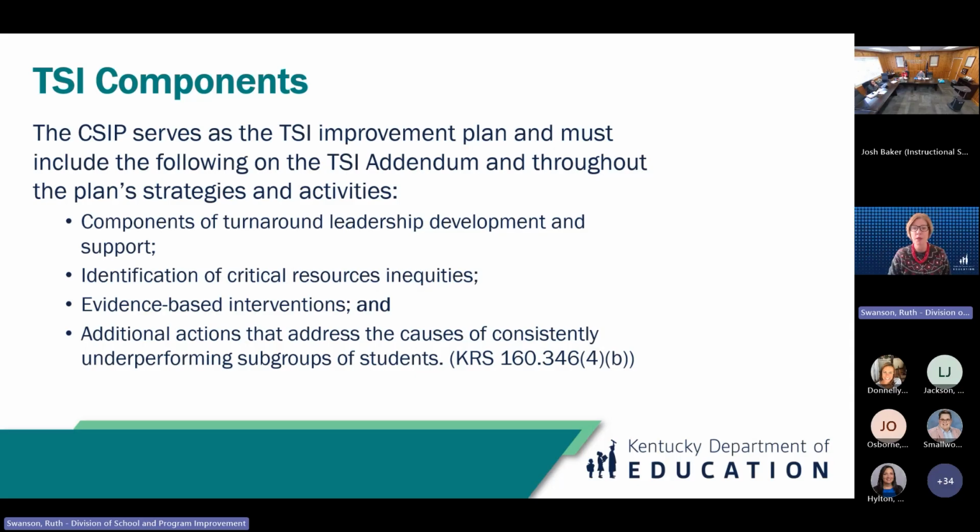They include identification of any resource inequities, and we'll talk about what resources are and how we determine if they're being used equitably. You will be required to have at least one evidence-based intervention, so some kind of strategy or practice that has research behind it showing that it is indeed effective, especially for students in your targeted subgroup. And then there's a section about some additional actions that might address the causes for underperforming. So we'll take a look at your learning environment and what that is like for students in your targeted subgroup, and if there are things that we could do to better support their learning in there.